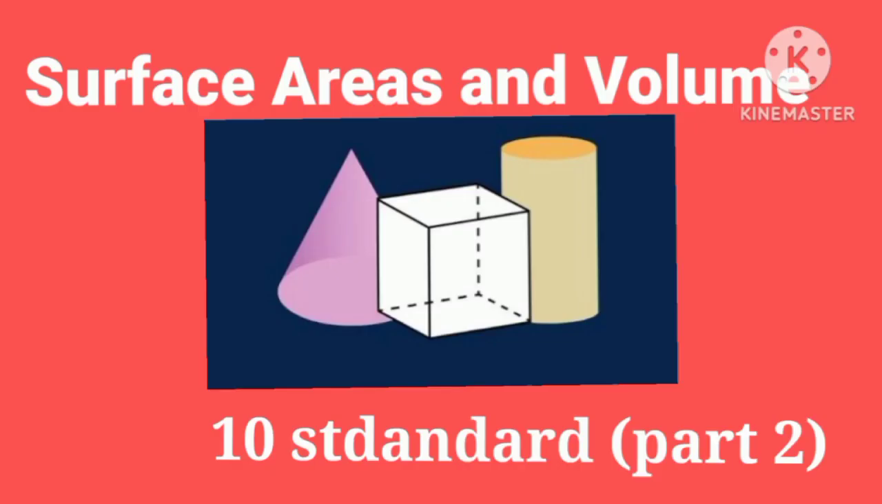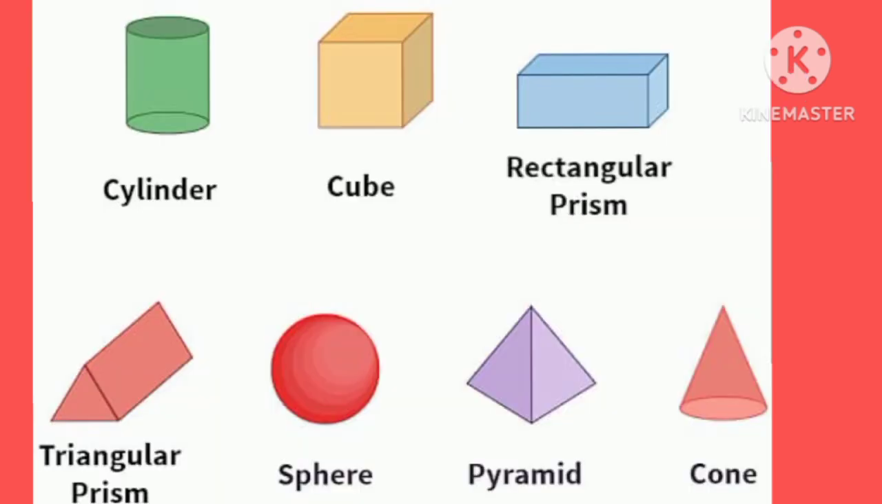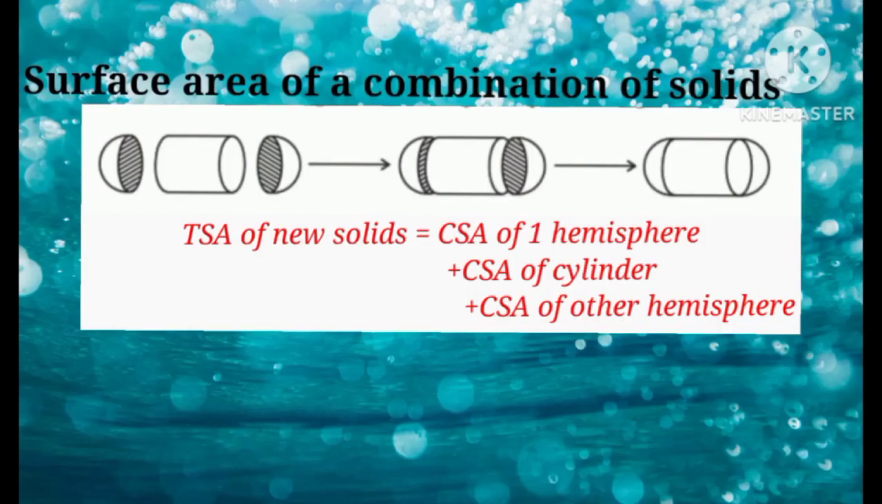In this video, we shall study about surface areas and volumes. In our earlier classes, we are familiar with some of the solids like cube, cuboid, cone, cylinder and sphere. Let's consider the cylinder. When we split this cylinder, we will get three parts with two hemispheres at either end.